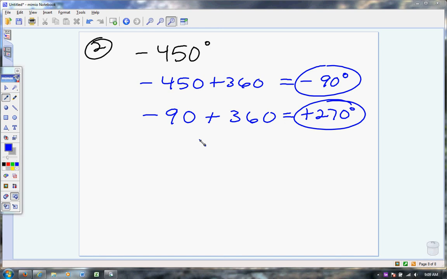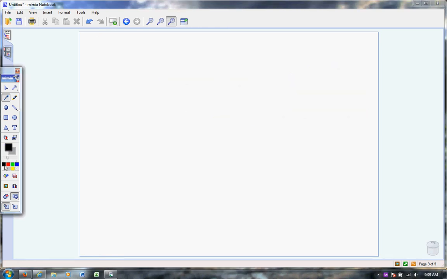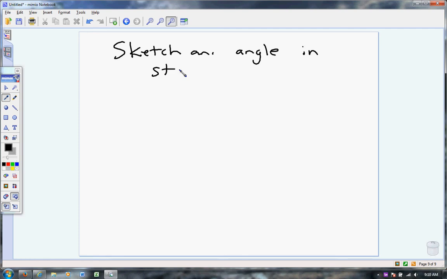Now, real quick, what if they say to sketch an angle in standard position? We'll call this another example, because I think you're going to run into this in homework. What if they give you 100 degrees, and they say to sketch that angle in standard position.